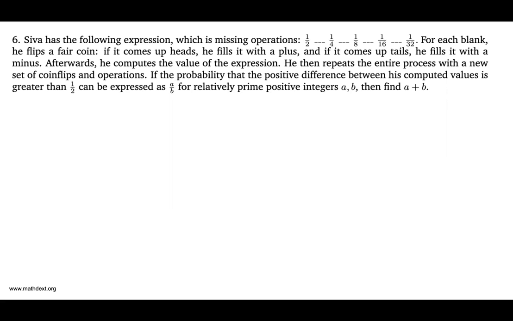If the probability that the positive difference between his computed values is greater than 1/2 can be expressed as a over b for relatively prime integers a and b, then find a plus b. All right, so we have this expression 1/2, 1/4, 1/8, 1/16, 1/32, and we want to do something with it, okay?